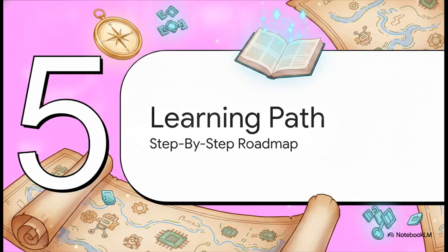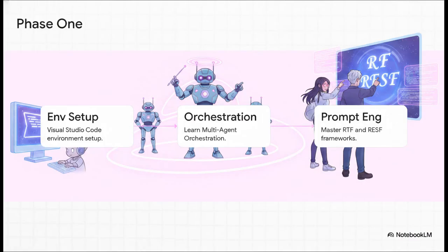Okay, now for the roadmap. Section 5, your step-by-step learning path. Phase 1 of your journey is all about the foundations. You're going to start by setting up your Visual Studio Code environment to interface with Claude. Then you'll dive into multi-agent orchestration, which is basically learning how to get different agents to talk to each other to complete a bigger goal.